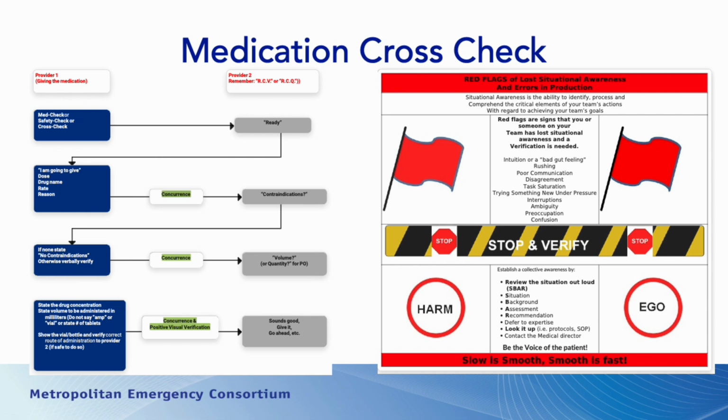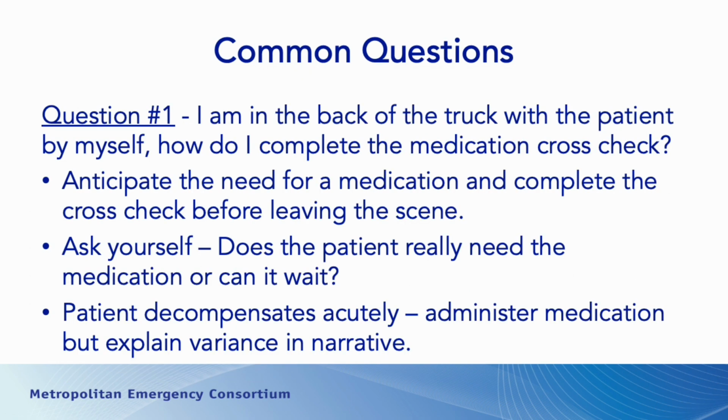So when we talk about medication safety and cross-checks, I get 2 common questions. And I'll give you my questions and my answers. The first common question about the cross-check procedures: I'm in the back of the truck with the patient by myself, my partner's driving. How do I complete the medication cross-check? Well, I think there are a couple different things you consider. First off, if you think the patient's going to need the medication en route, do the cross-check before leaving the scene. So, patient's got nausea, vomiting. I want to give her some Zofran once I get a nice IV established. Go through the cross-check procedure with your partner before he starts driving the truck.